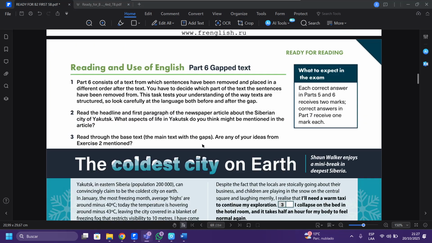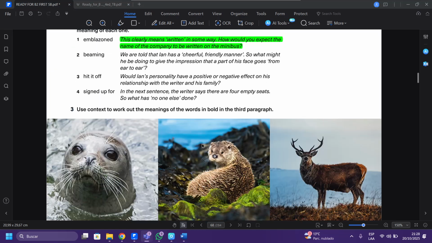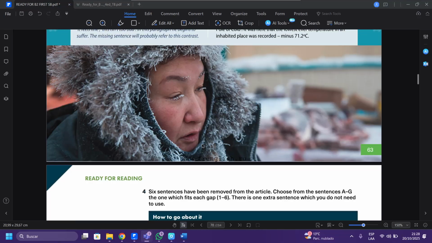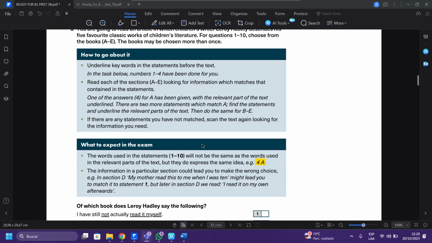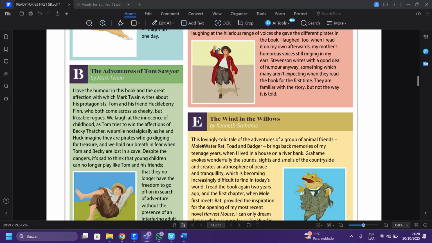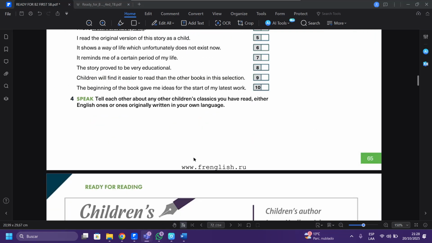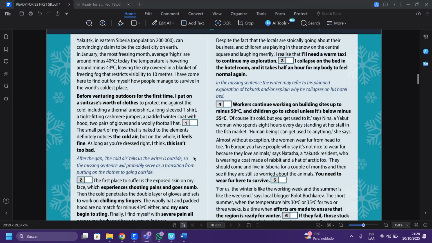So remember, the reading pages. You have to practice all of the readings. Pages number 62, 63, 64, and 65. 66 as well. Those are the readings.